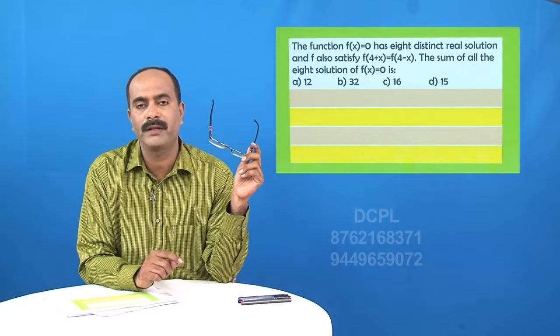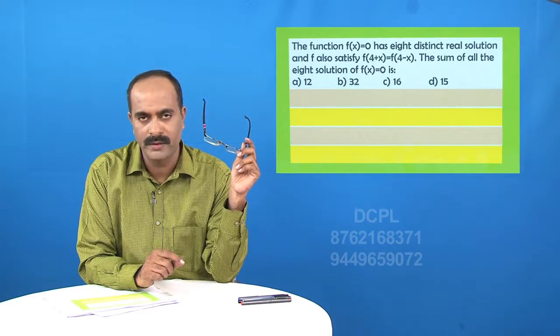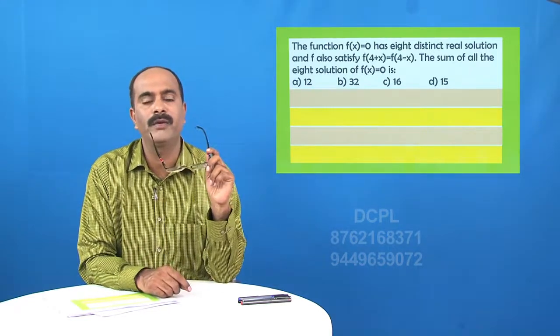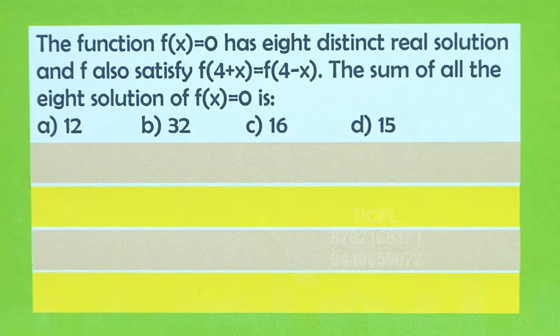If f of a plus x is equal to f of a minus x, then f of x is symmetrical about x is equal to a. Is that correct? If you look at this question, function f of x is equal to 0 has 8 distinct real solutions, and f also satisfies f of 4 plus x is equal to f of 4 minus x.